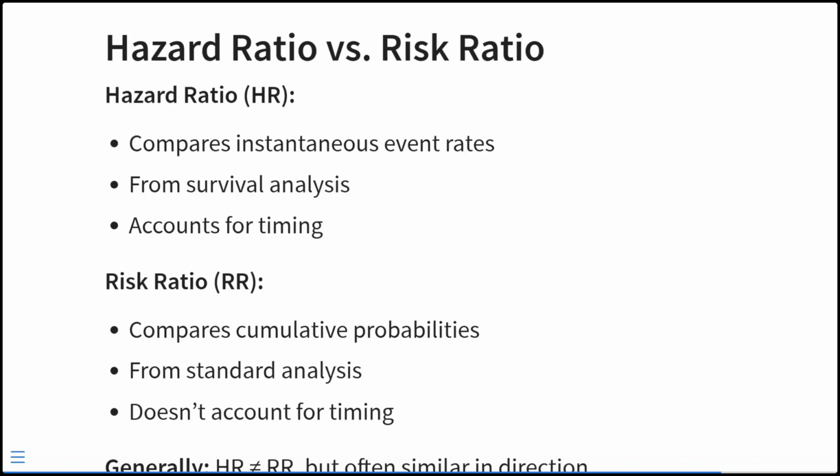So hazard ratio versus risk ratio, what's the difference? Hazard ratio compares instantaneous event rates, usually from survival analysis, and accounts for timing, while risk ratio compares cumulative probabilities, usually from standard analysis, and does not account for timing. So these are the major differences. Unlike hazard ratio, which accounts for timing and is usually used in survival analysis, risk ratio is usually used in standard analysis and doesn't usually account for timing. So hazard ratio and risk ratio are often similar, but they are not actually the same.